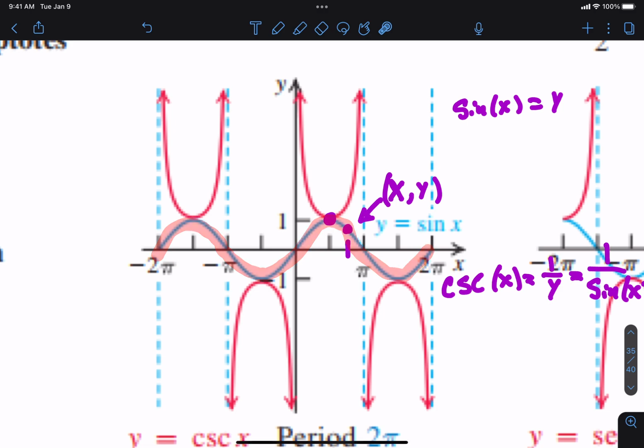Because you just need to imagine, well, what is going to happen if I divide 1 by 1? I will get 1. What if I divide 1 by 1/2? What am I going to get? 2, right? Because dividing by 1/2 is the same as multiplying by 2 over 1. So if I divide by 1/2, I'm going to get 2. So that's how I know that this height should be 2.